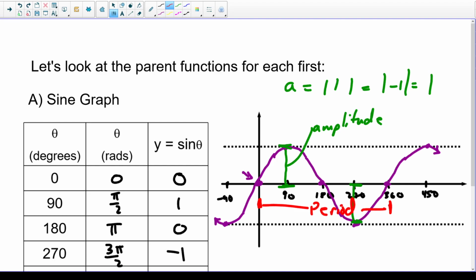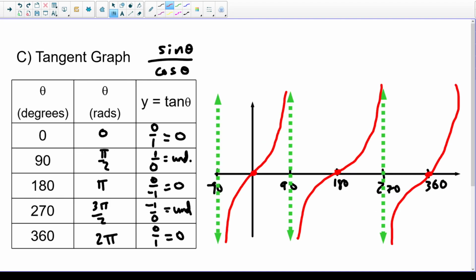Now the regular period for all sinusoidal graphs, cosine graphs and sine graphs, is 360 or 2 pi. Because that's the full circle, right? So your graph will repeat itself after the full circle. So that's what period means. Phase shift, I'm going to explain phase shift in a little bit, actually. So we'll hold off on that. You might already have an idea as to what it means.